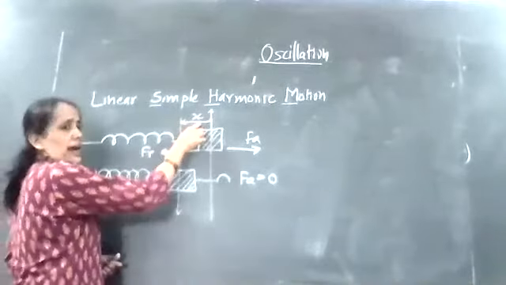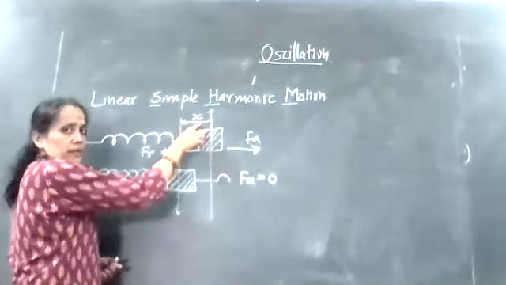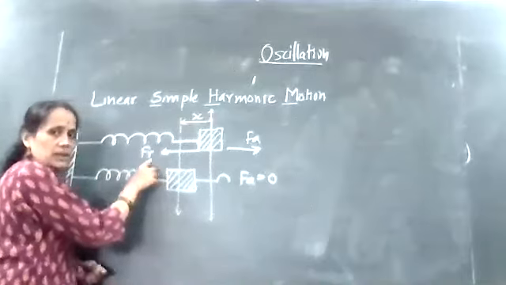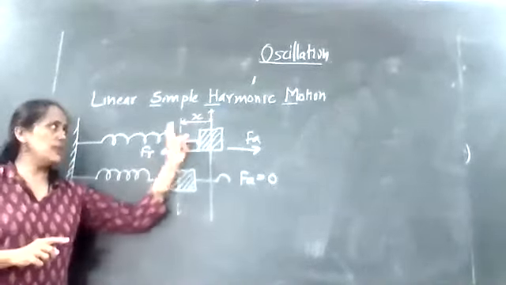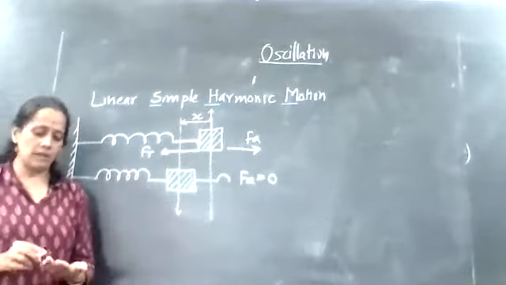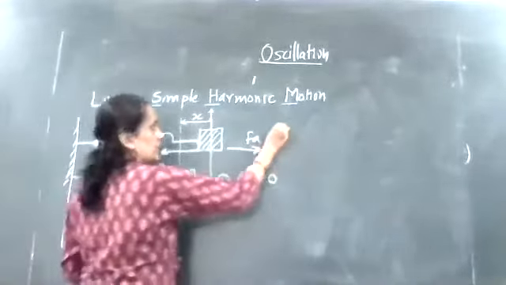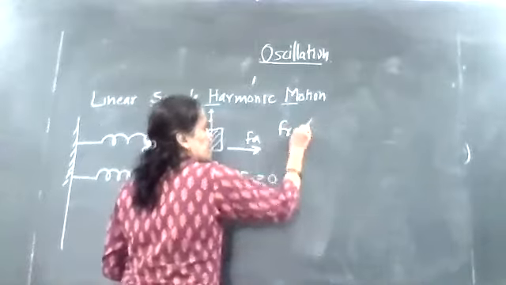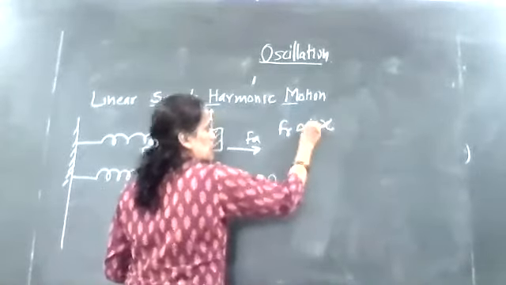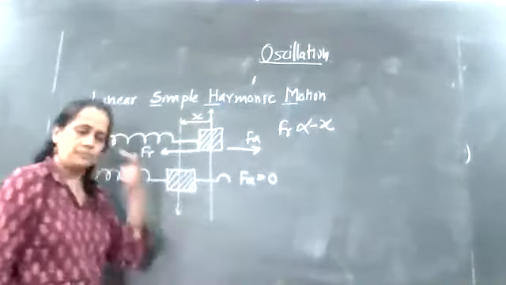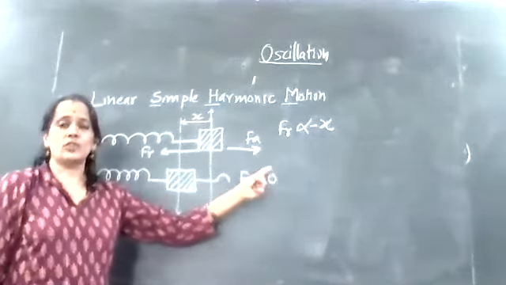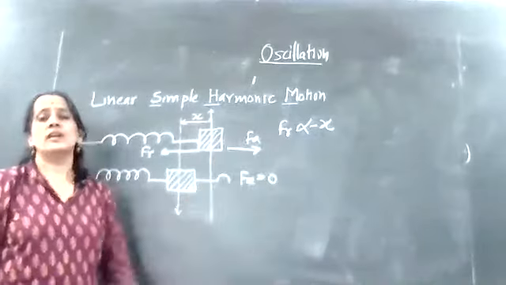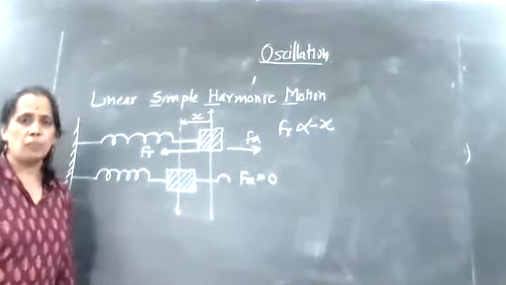Restoring force and displacement are in opposite directions. Restoring force direction is towards the rigid support. Displacement direction is away from the rigid support. Means I can say that the restoring force is directly proportional to displacement with a negative sign. The negative sign indicates that the direction of the restoring force and the direction of displacement of the spring are opposite.